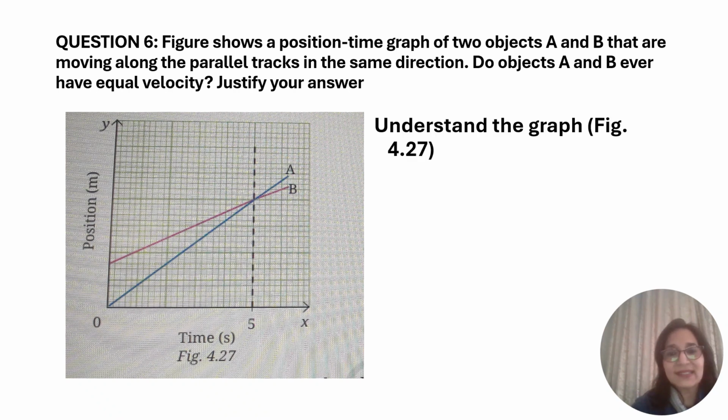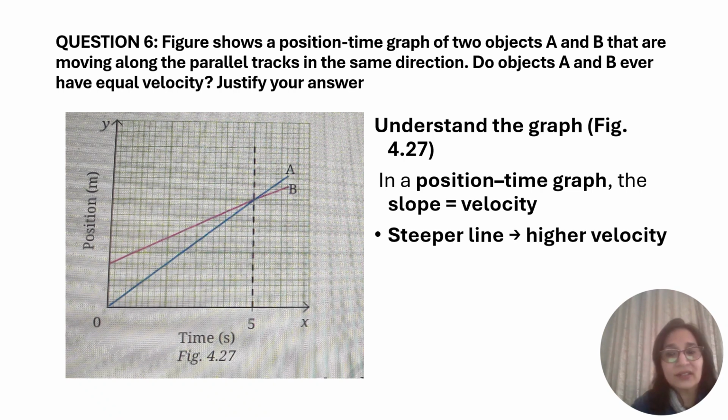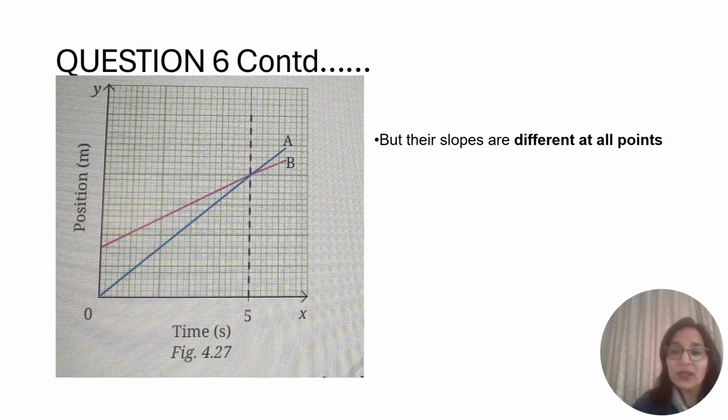So you need to understand the graph. Children, figure 4.27 is the exact figure number given in your textbook. Now in a position time graph, the slope is equal to velocity. Please remember this. The steeper the line, the higher the velocity. Same slope means equal velocity. Now if you look at this graph, their slopes are different at all points.